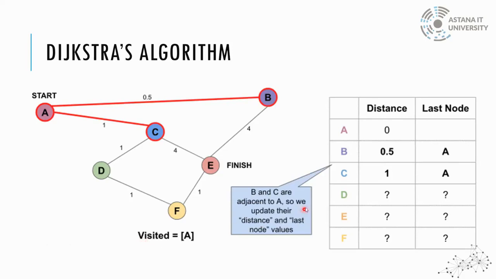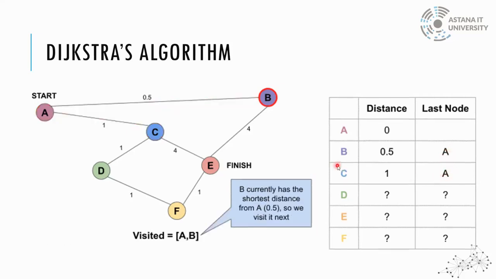The next, B and C. As you see, for A we have two vertices, B and C, and we put all those values, all those weights, to get from A to B and from A to C. That is 0.5 and that is 1. And the last node, like predecessor, is A for both of those.